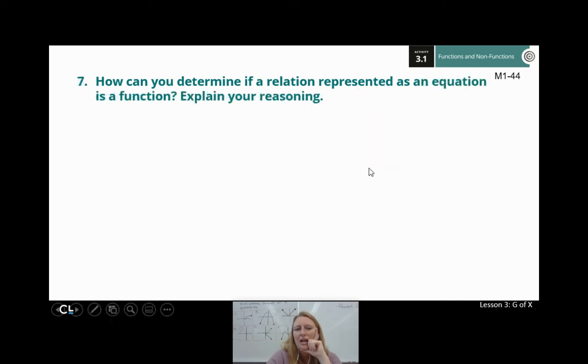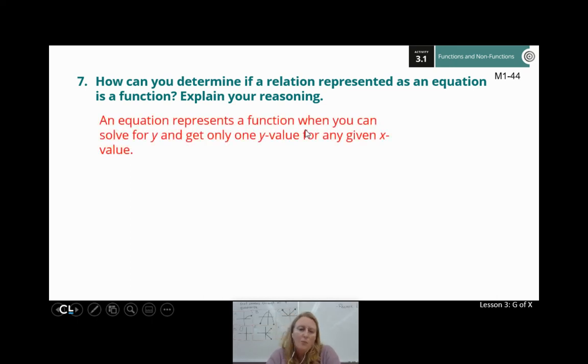So how can you tell if a relation represented as an equation is a function? Hit pause, jot down your thoughts, hit play to keep going. So how do you know if an equation is a function? Well, an equation represents a function when you solve for y and get only one y value for any given x value.